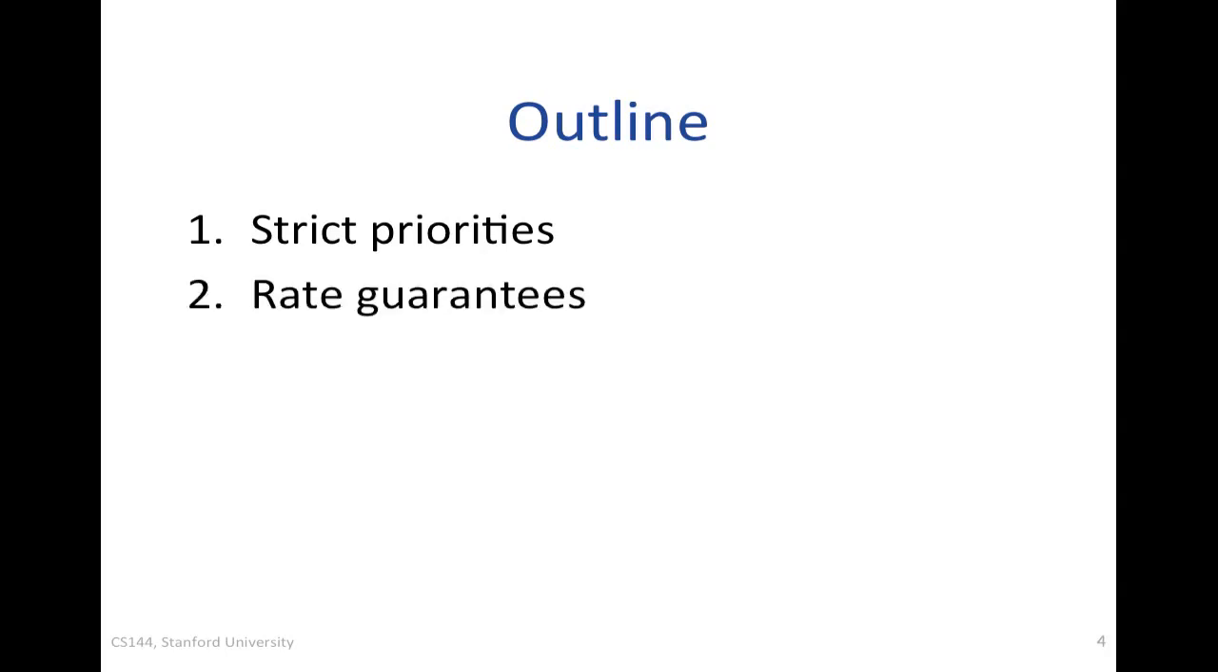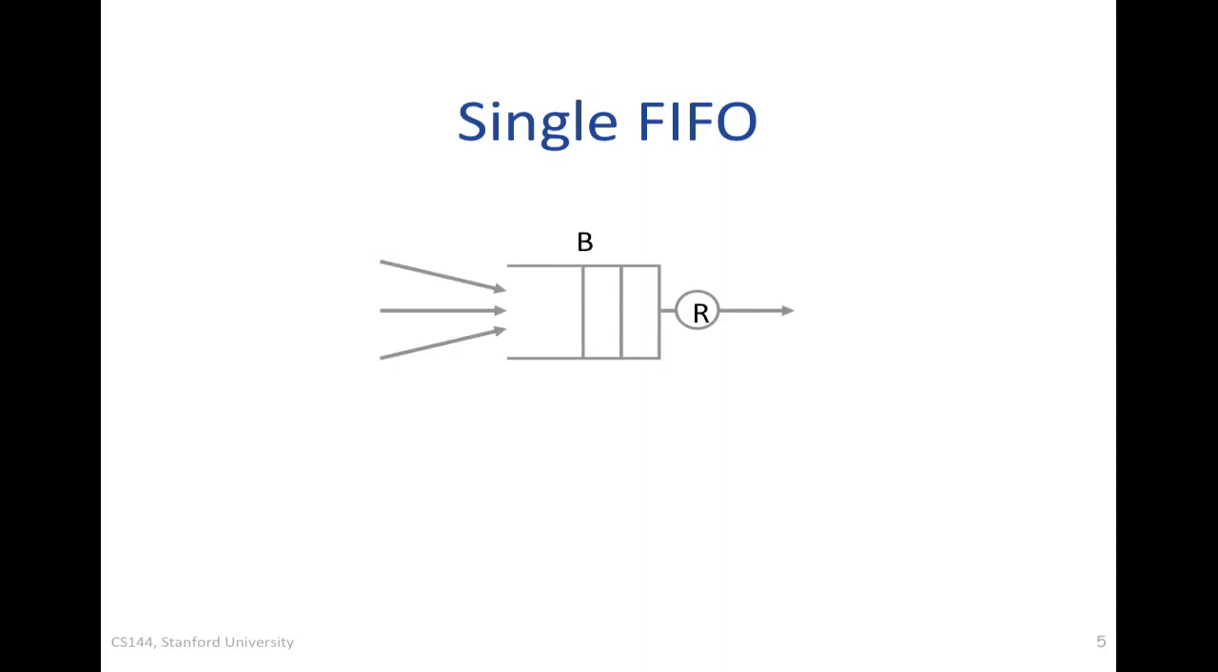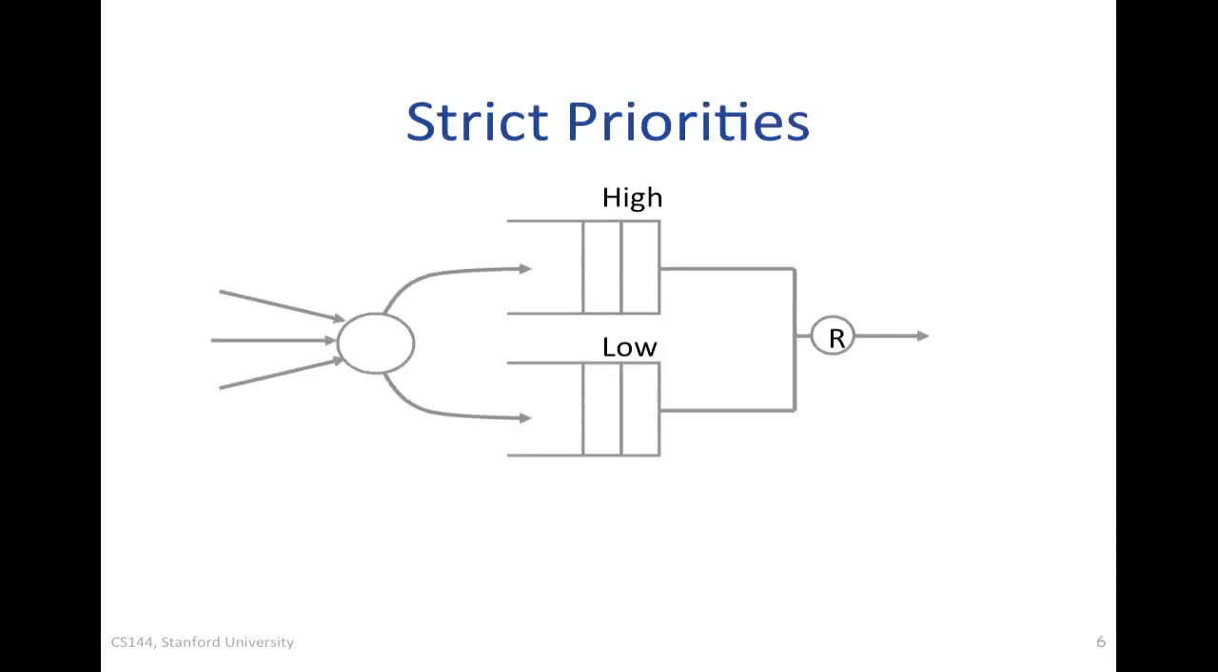In this video, I'm going to describe two alternatives to simple FIFO queuing. The first one is called strict priorities, where we give higher priority to some flows over others. And the second one is rate guarantees, where we give a guaranteed rate or a guaranteed fraction of the outgoing link to each of the flows. So basically we're going to take our single FIFO that we had before and replace it with a more complicated mechanism. Here we've simply replaced it with a high priority queue and a low priority queue.